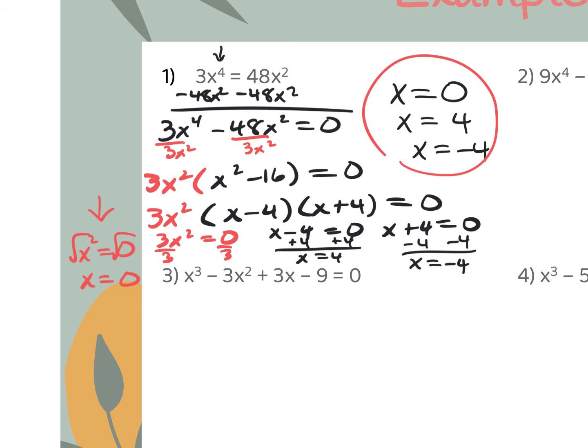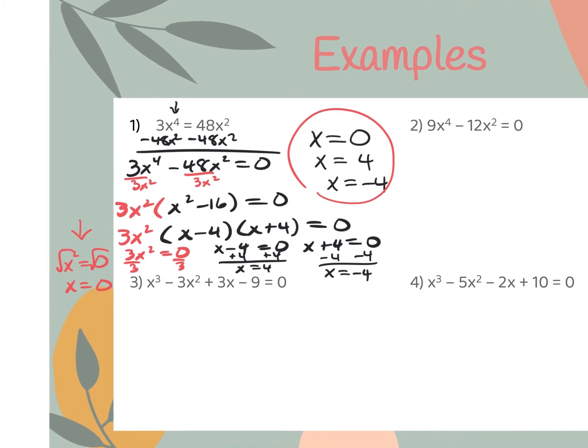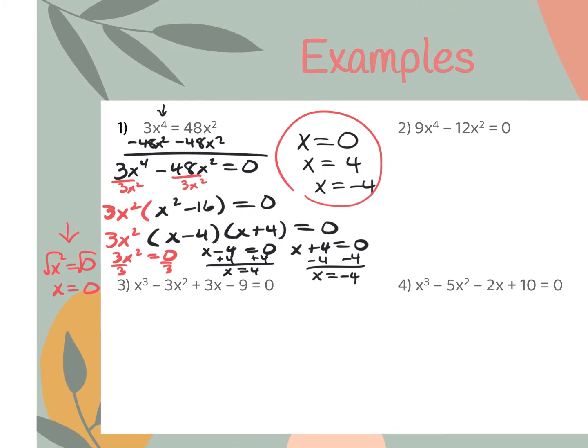Let's try number 2. Same thing. This one's already set equal to 0 for me, so I'm just going to factor out a GCF. And coincidentally enough, my GCF is the same on number 2, the 3x squared. So I'm going to divide both of them by 3x squared. And now what remains is 3x squared minus 4 equals 0.